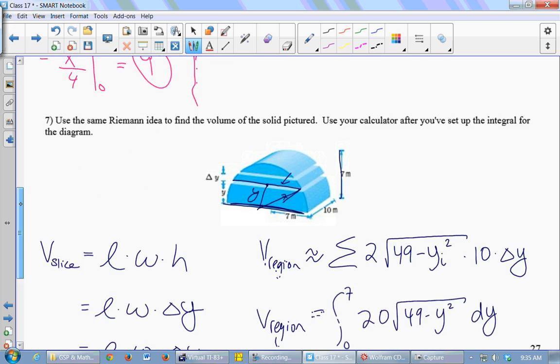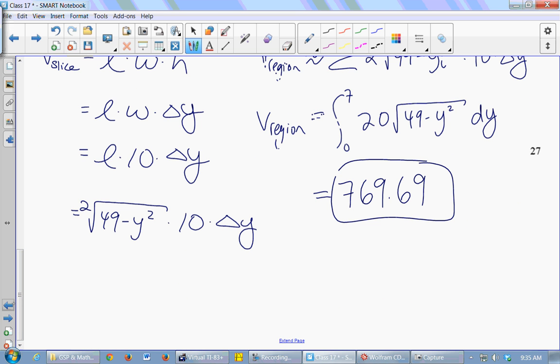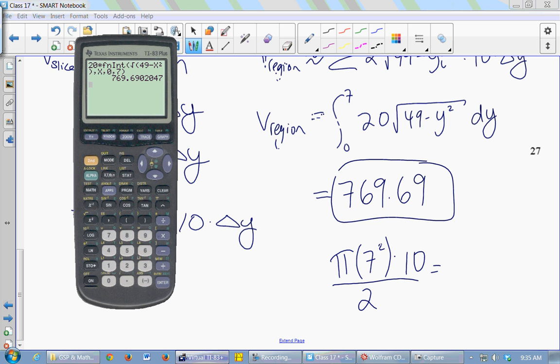Yeah, because this is, sorry, this is a cylinder, right? It's the top half of a cylinder. And the volume of a cylinder would be pi r squared h. So pi times the radius is 7, right? 7 squared times the height, which is 10. And divide by 2 because it's just the top half. 49 pi times 10 over 2. 769.69.